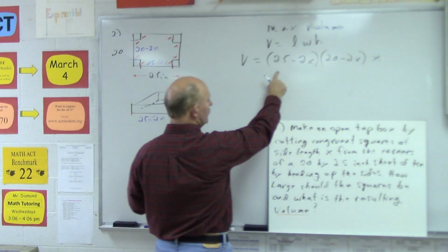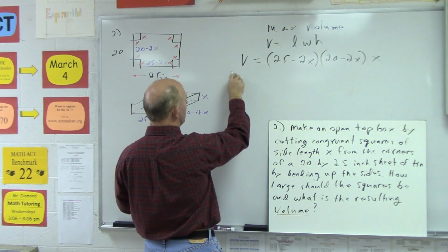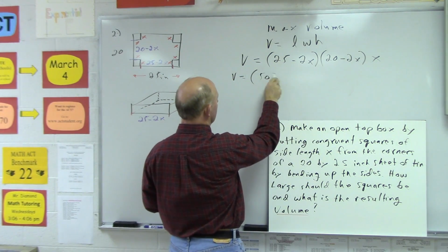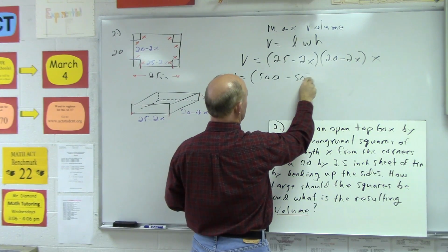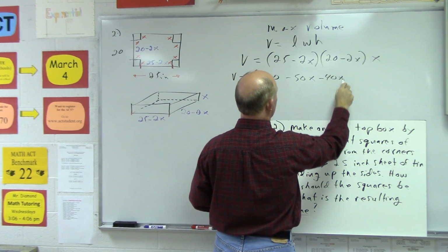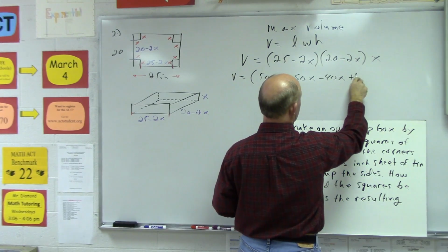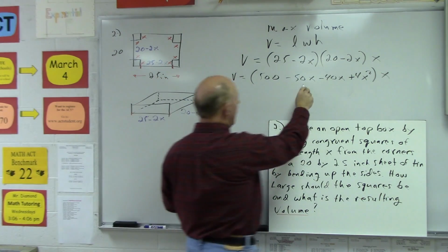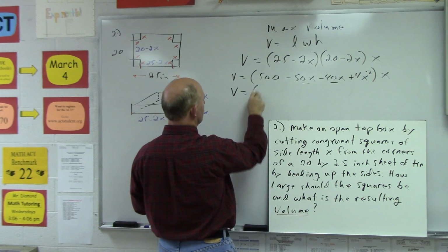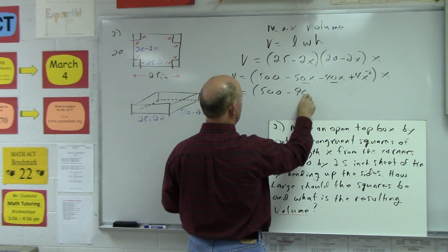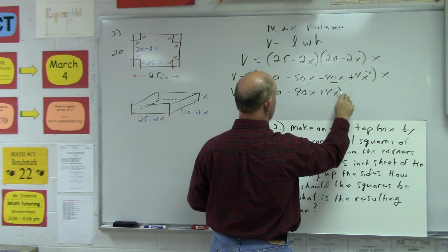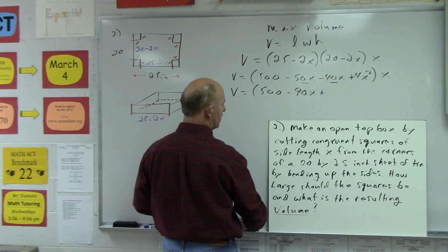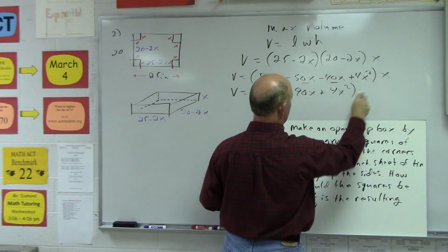Let's use our FOIL method. Multiply the two binomials together. So our volume will be, 25 times 20 would be 500, minus 50x minus 40x. Negative 2x and negative 2x is plus 4x squared, times the height, which is x. Combining our two x terms here will give us V equals 500 minus 90x plus 4x squared, times x.